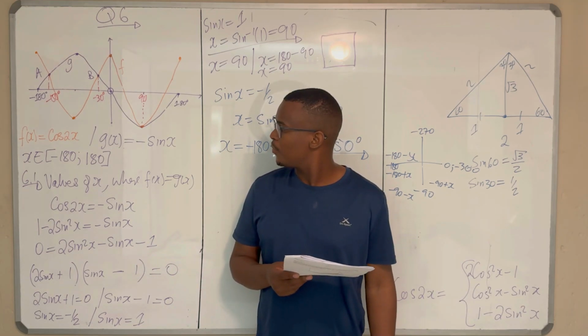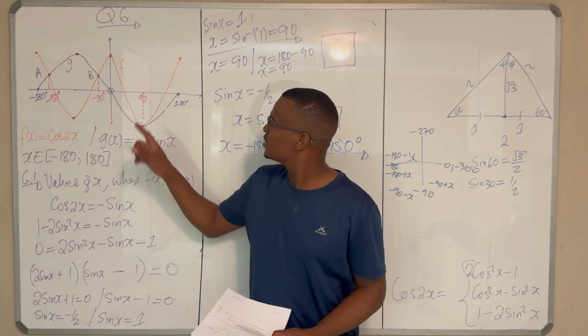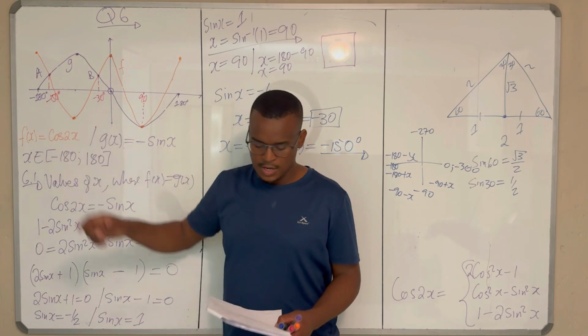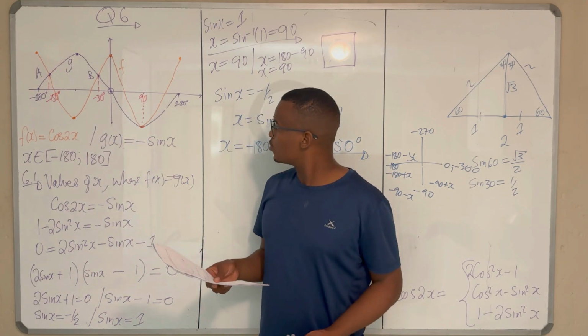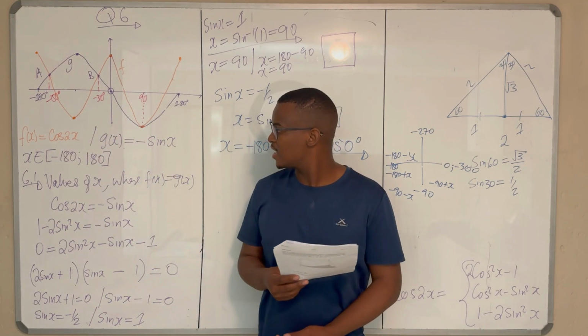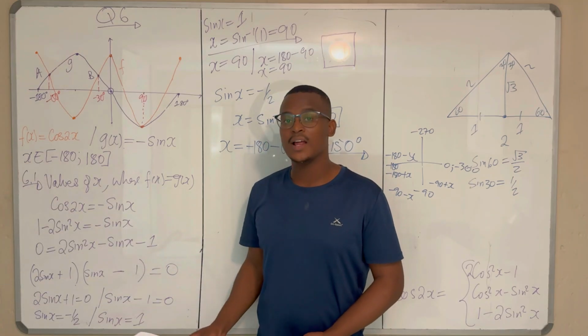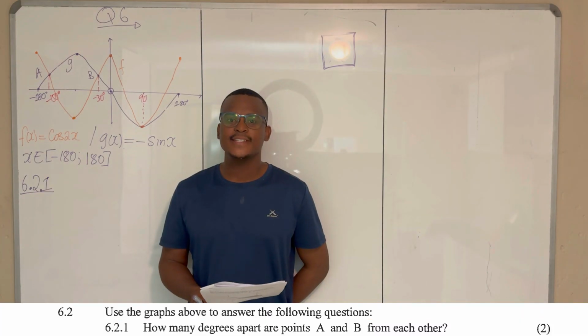I'm going to clean the board because I've entered 90, this and that. I'm going to clean the board and then we're going to do 6.2. So let's clean the entire board, all of 6.1, and we do 6.2. Okay, so now we're doing 6.2.